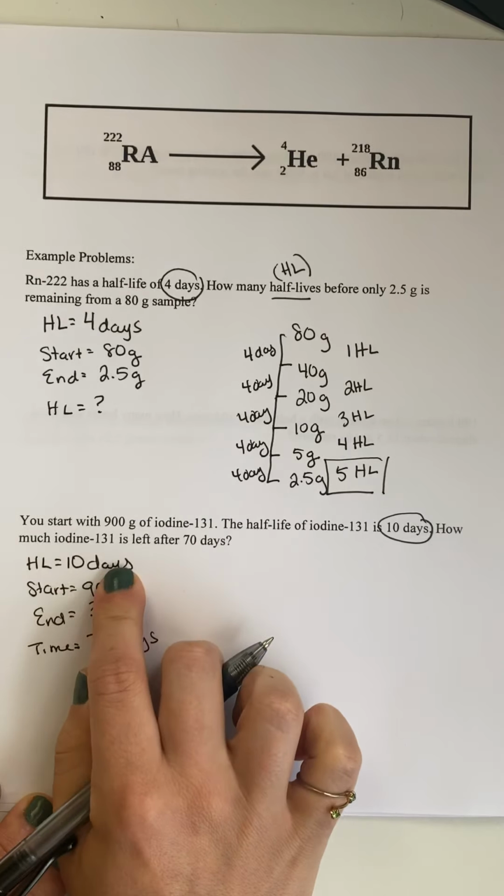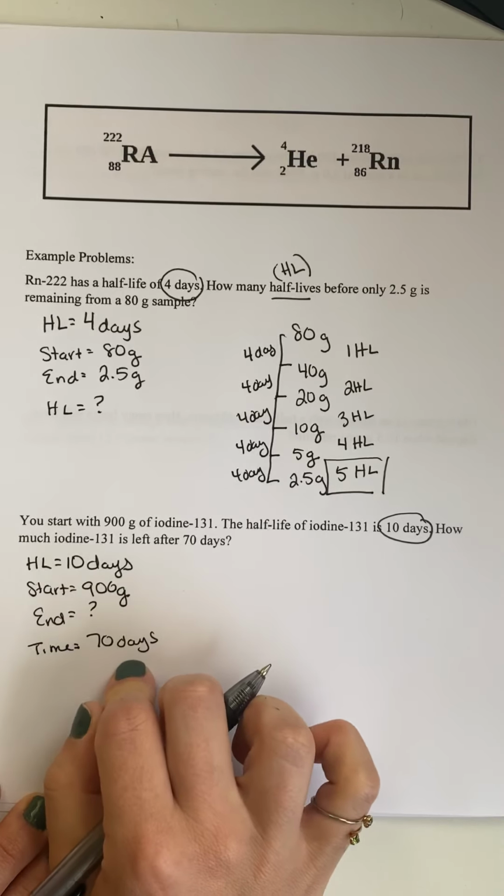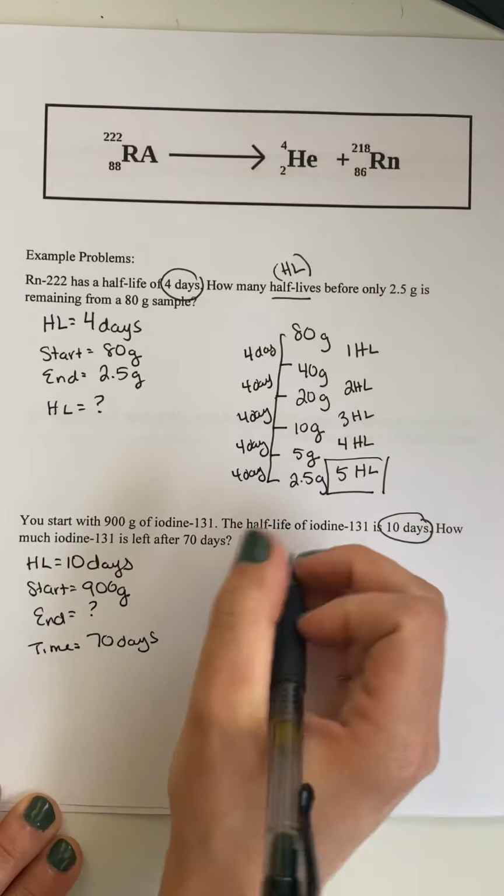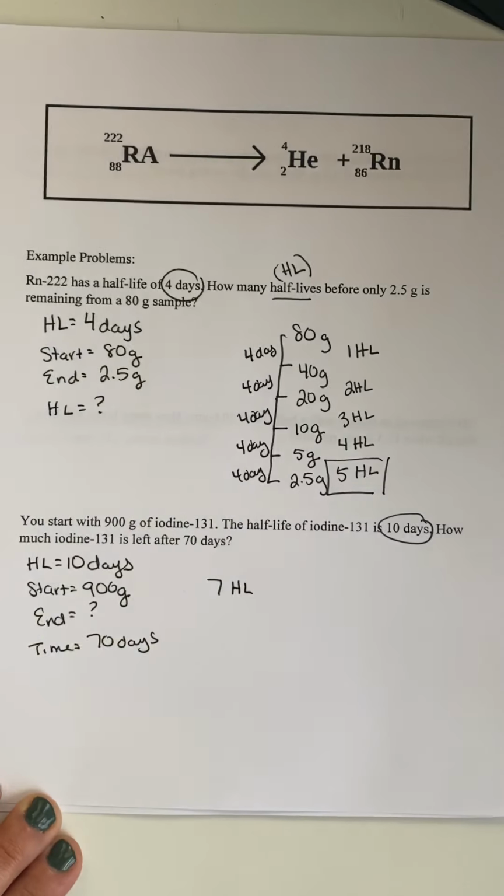So I know one half-life is 10 days. So I know clearly 70 divided by 10 is going to be a total of 7 half-lives. But that is not the answer to my question. I want to know how much am I going to end with after those 7 half-lives.